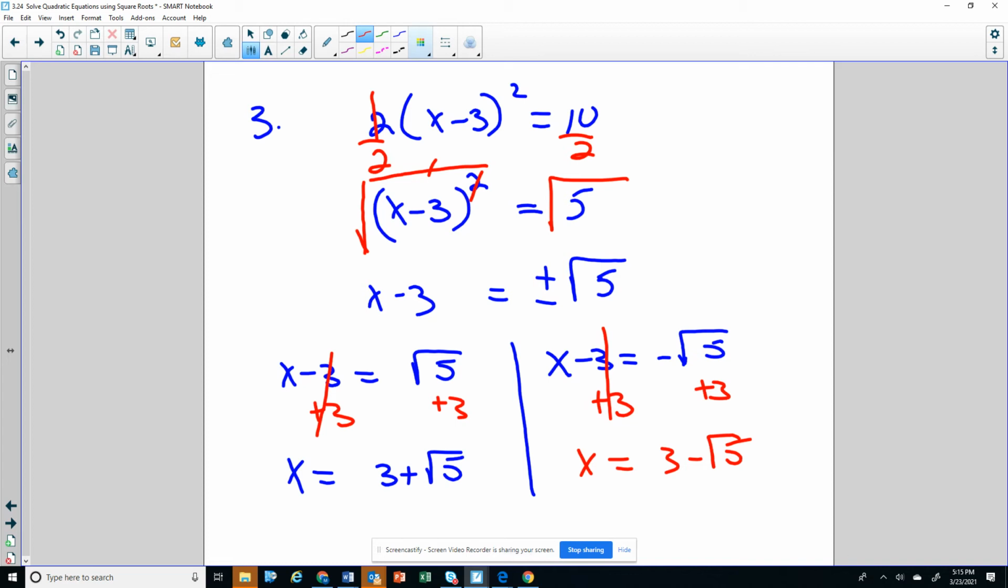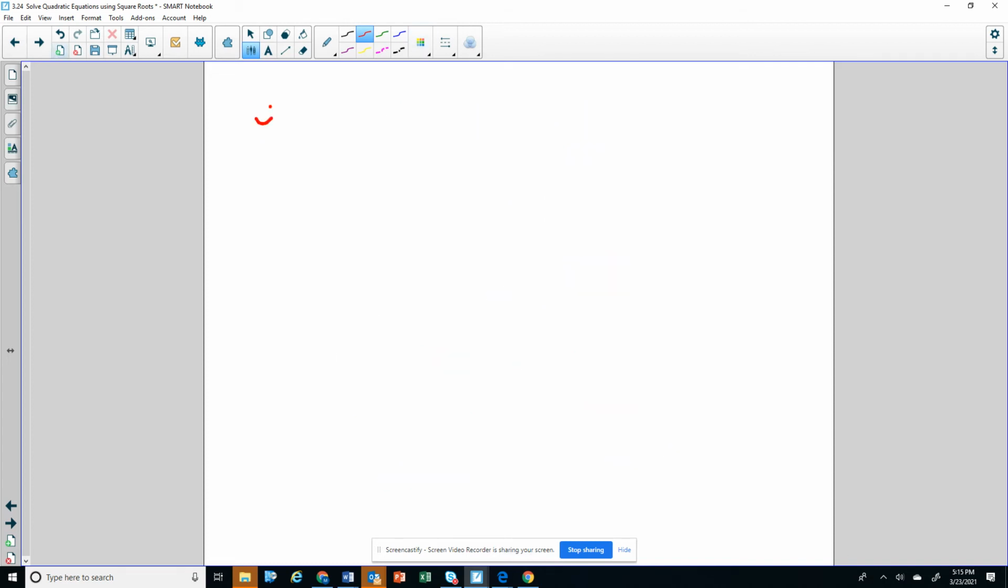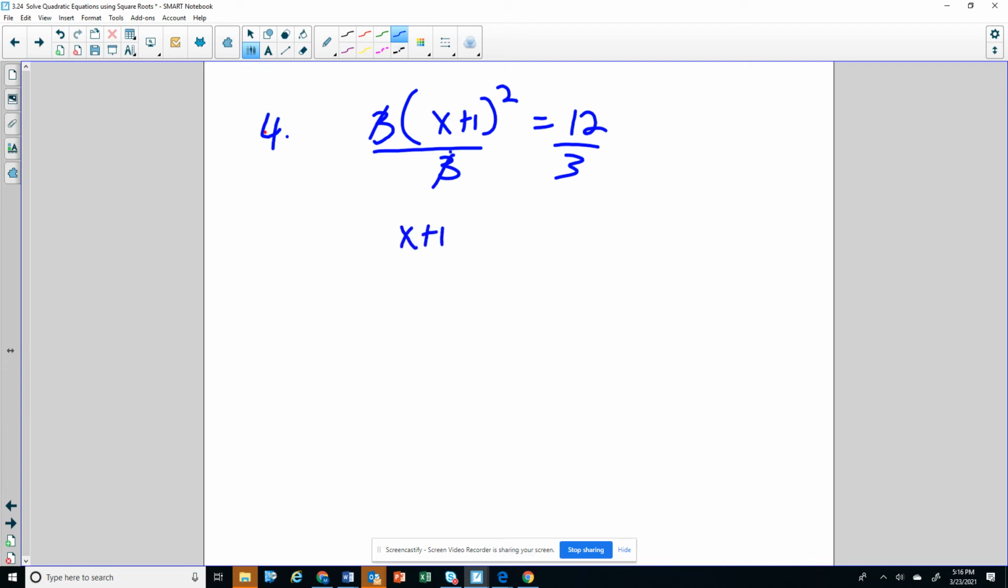Number 4, let me add another page. Number 4, let's stay with blue. Number 4 is 3 times x plus 1 squared is equal to 12. Again, I want to isolate the square. So I'm going to divide both sides by 3, and that goes away. I'm left with x plus 1 squared is equal to 4.